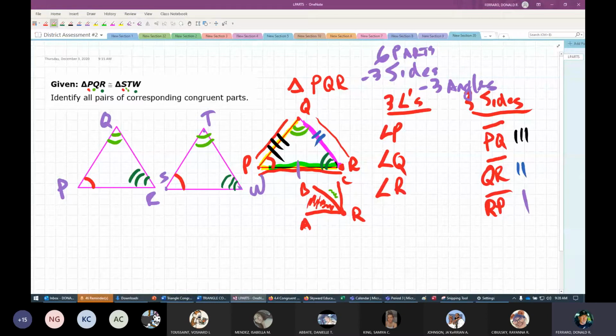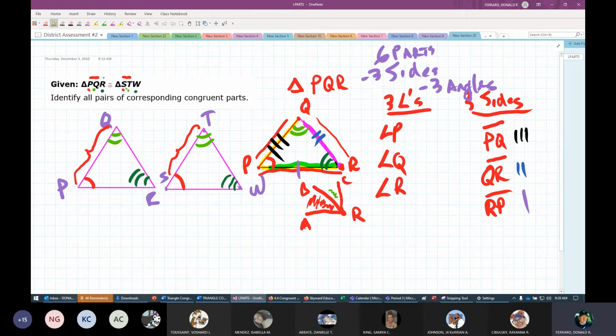Okay, and then we've got segment PQ. So in that case, I'll go back to my red. So segment PQ is the measurement of this side. So that's PQ. And that's got to be congruent, or the same length, as ST. So just from the naming convention, we can see how these set up.